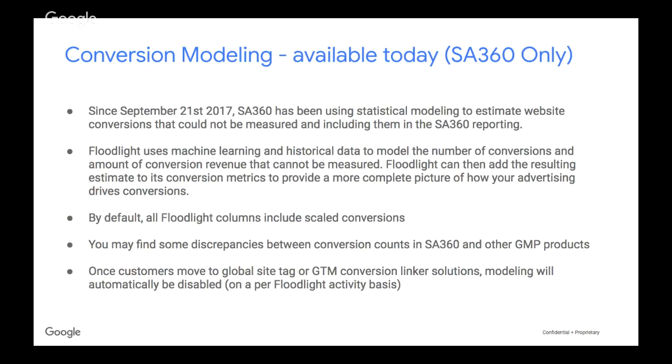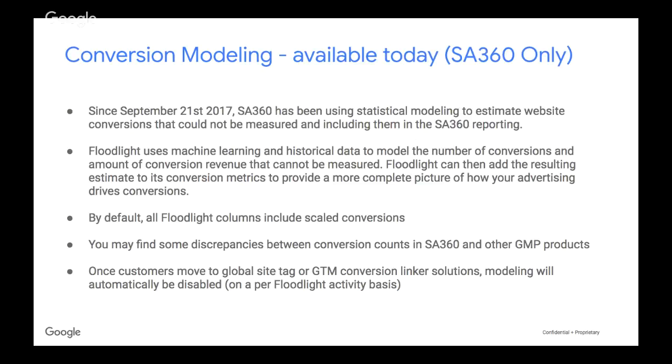So as of last year, September the 21st, we started statistical modeling for all Safari conversions that couldn't be measured, and we're including them by default in SA360 reporting. So right now we're using modeling to estimate how many conversions you would have got, and we'll continue to do this going forward. But we expect the accuracy to become increasingly less accurate, and so we really urge you to implement one of these solutions rather than relying on the modeling.